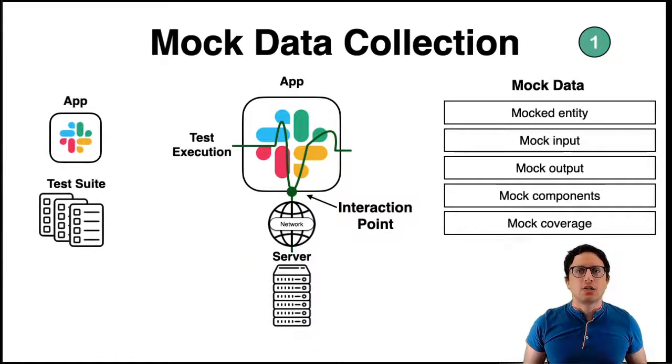In the mock data collection phase, which is the first phase of our framework, Moka runs the test suite on the app under test and collects some data at the points where the app interacts with the software environment. In our work, we call these points interaction points. Every time that a test exercises an interaction point, Moka collects information about the software entity that needs to be mocked, the input and output flowing through the entity, the statements of the software environment exercised by the test, and the coverage of the test.